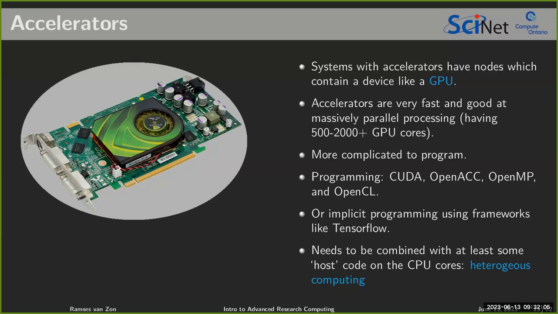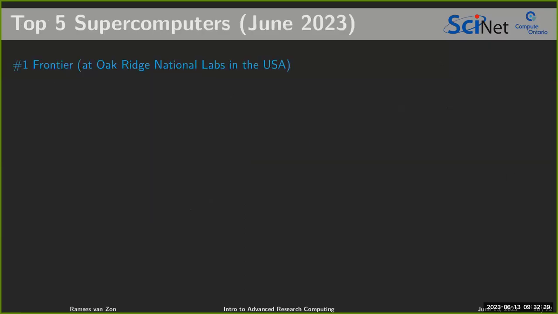So those are the three main types, but almost every supercomputer that you will find out there is a combination of these three. So you could have a workstation that is multi-core. So then you have just your multi-core. You could have a workstation with multi-core and accelerators. Then you already have two of the kinds. You wouldn't call it a supercomputer yet, but as soon as you make a cluster out of those, you have all three. And so let's look at some of the top supercomputers in the world.